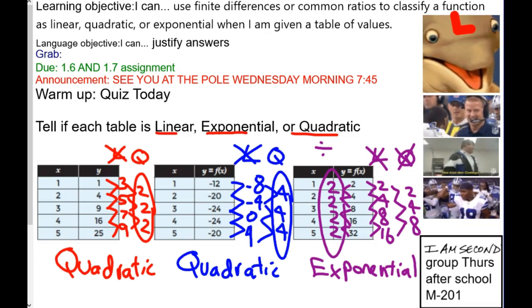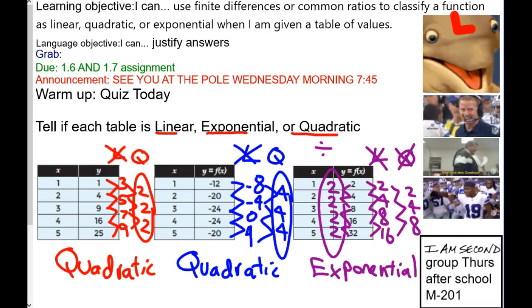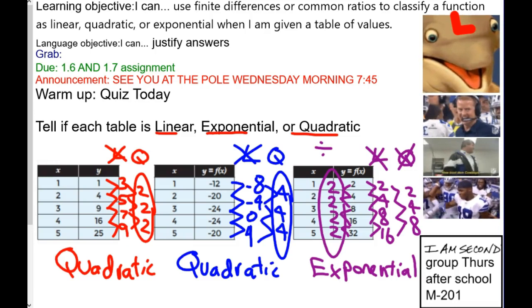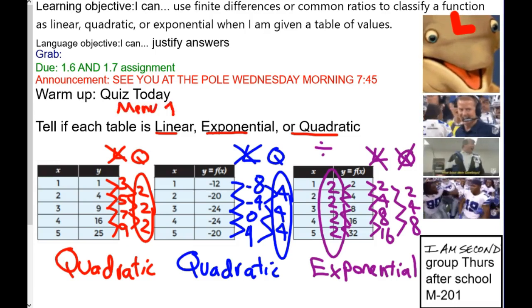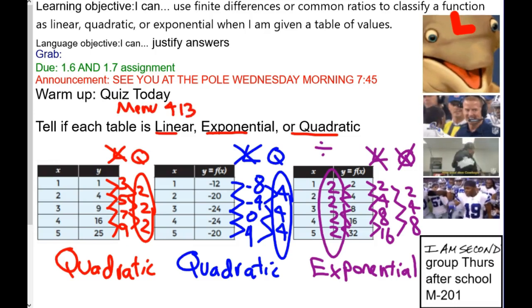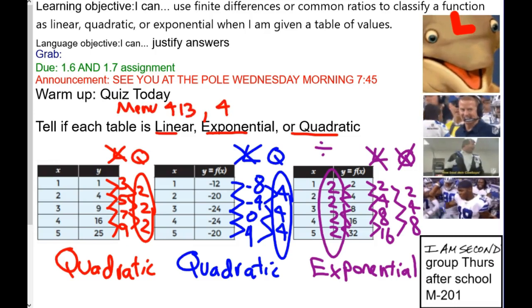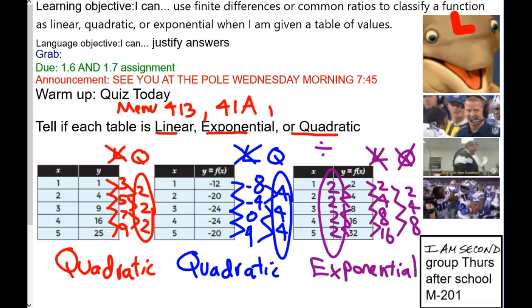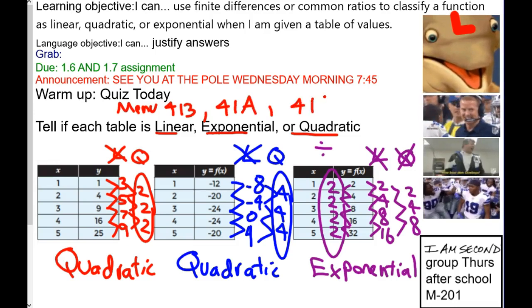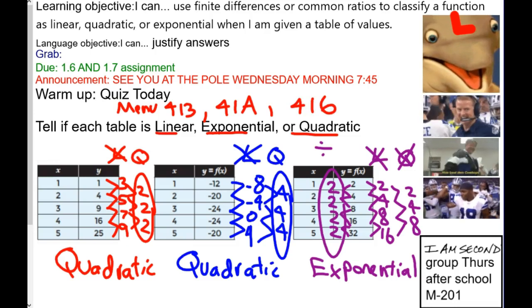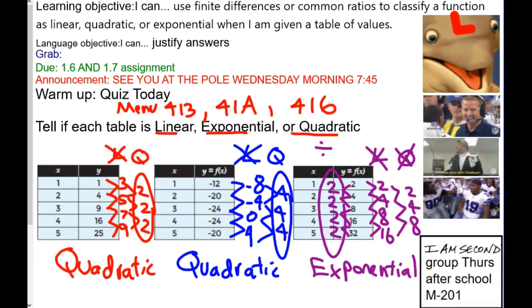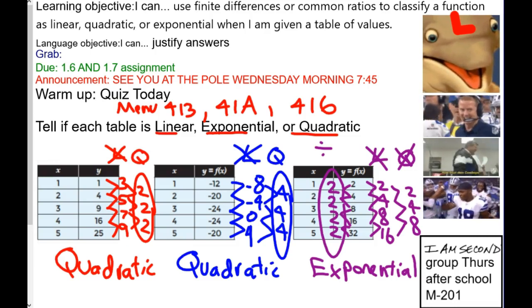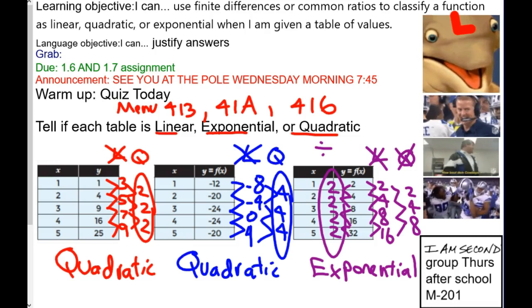Now, what if you were asked to get an equation for one of these 3? So I hope you know, you go to lists and spreadsheets, you put X and Y at the top, you type it in. But what do I press for linear for a regression? Menu what? Linear is 4, 1, 3. Exponential is 4, 1, A, letter A. And quadratic is 4, 1, 6. Now, those are all on the list. If you hit 4, 1, you could probably see which one, okay? But we've been talking about these 3.